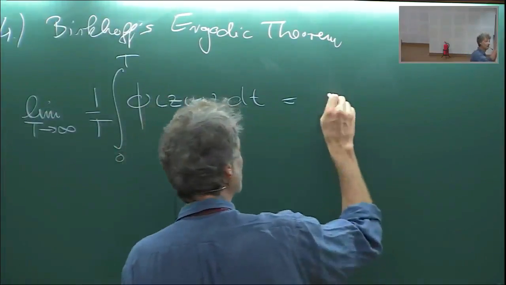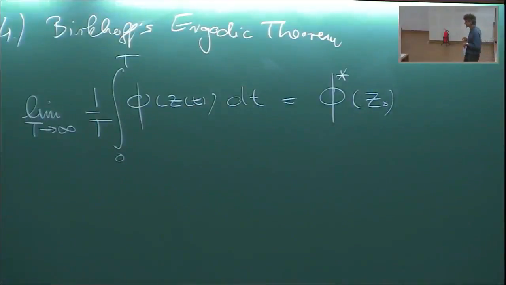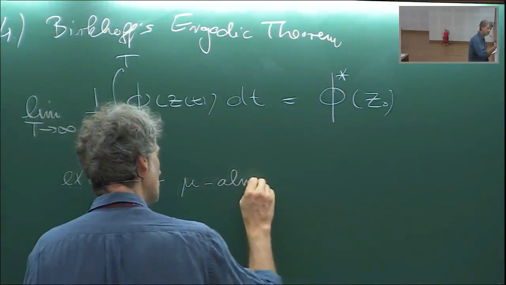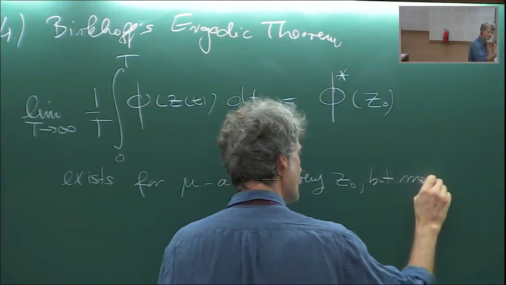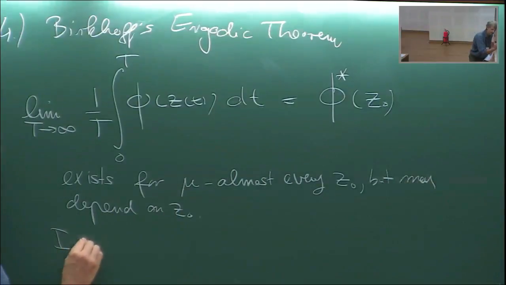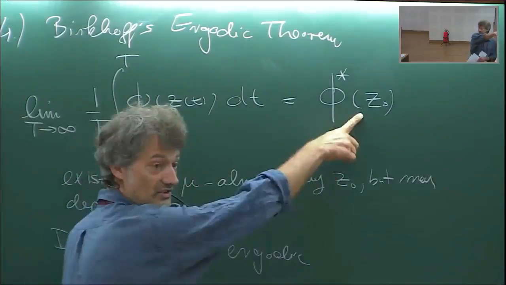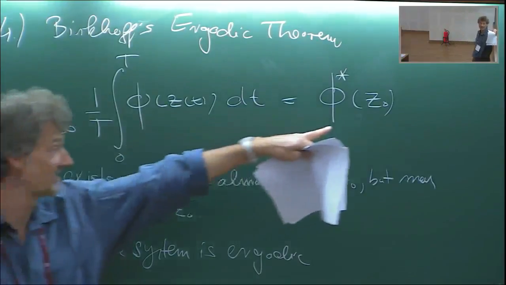But this limit, what do I call this? I call it phi star. So this is my limit. It exists, but it depends on the initial condition. Okay? So I should say that this exists for mu almost every z naught, but may depend on the initial condition. Now if the system is ergodic, this does not depend on the initial condition anymore, right? So no matter where you start, you explore the whole phase space. Everything you're interested in will be explored, and the limit exists and is now independent of Z naught.